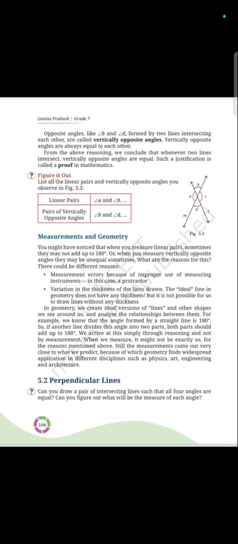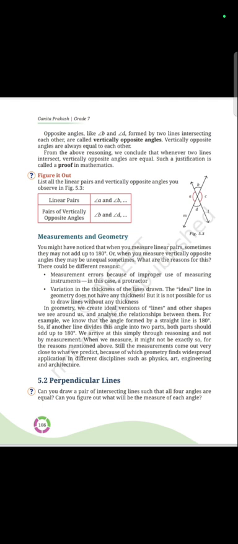First one is your linear pair. For example, in figure 5.3 you can see that angle A and angle B form a linear pair, right, as their sum is 180 degrees, and their rays are also in opposite directions.